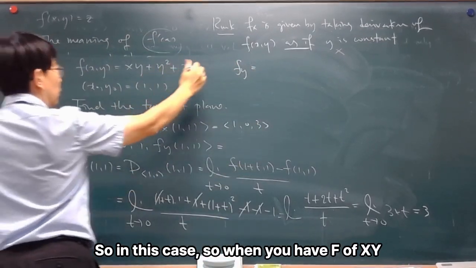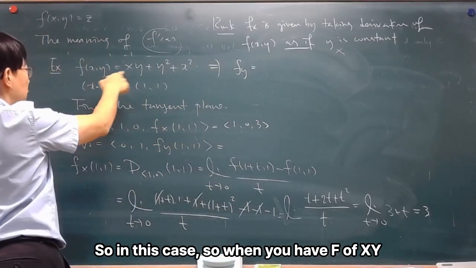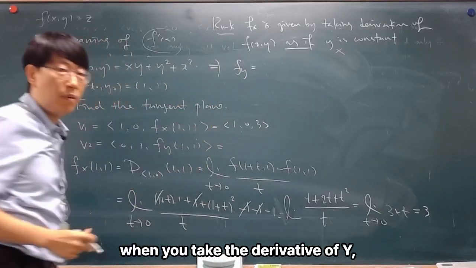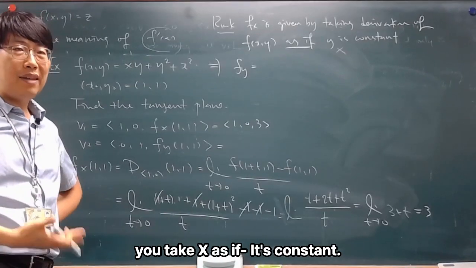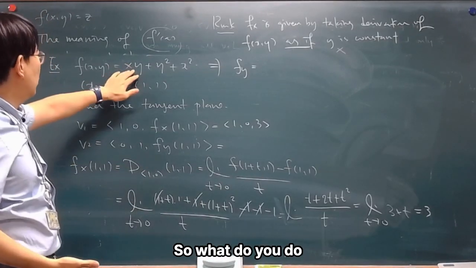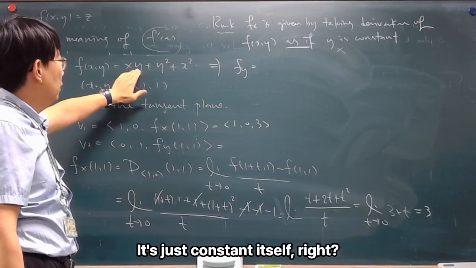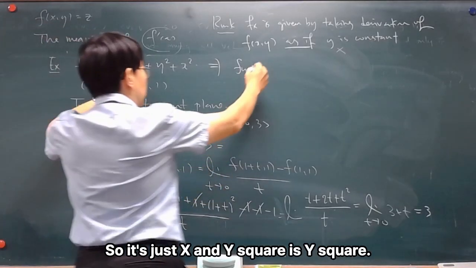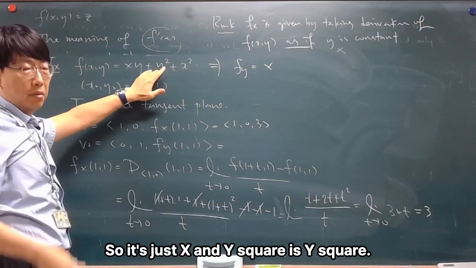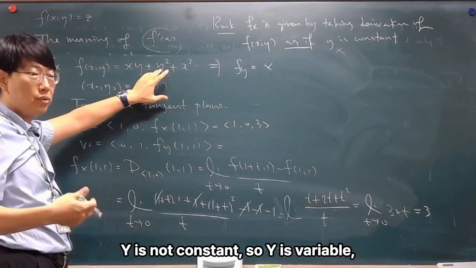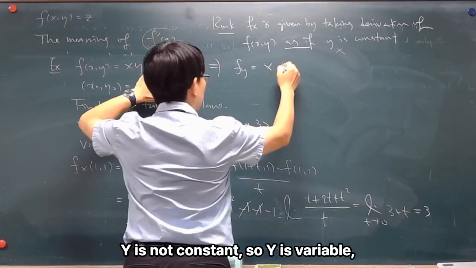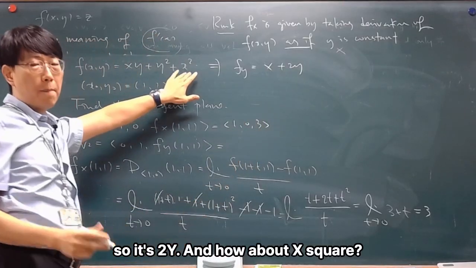So in this case, when you have f of x, y as this, when you take the derivative with respect to y, you take x as if it's constant. So what do you do when you have a constant multiple of y to take a derivative? It's just the constant itself, right? So it's just x, and y squared is 2y, because y is not constant, y is a variable. And how about x squared?